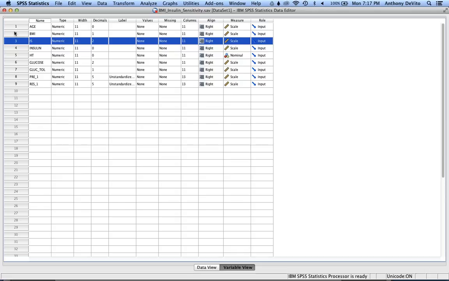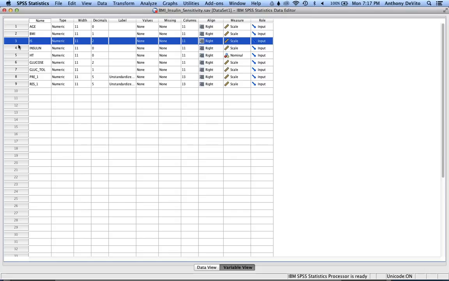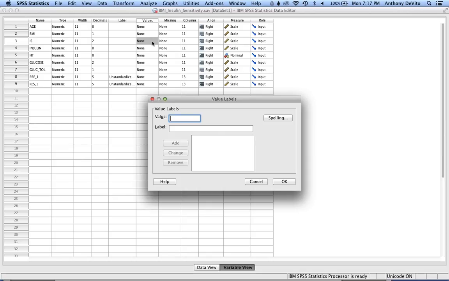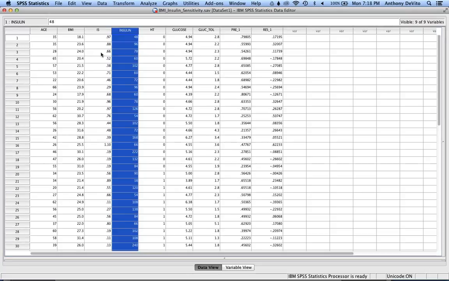Notice that insulin sensitivity and BMI are both numerical variables. So if I have two numerical variables, I'm dealing with correlation and regression. Okay, so I'm going to go back to my data view. Notice there's no coding because you're not going to put in values like 1 is equal to this or 2 is equal to that, because the number itself is the value for that particular individual in that study.